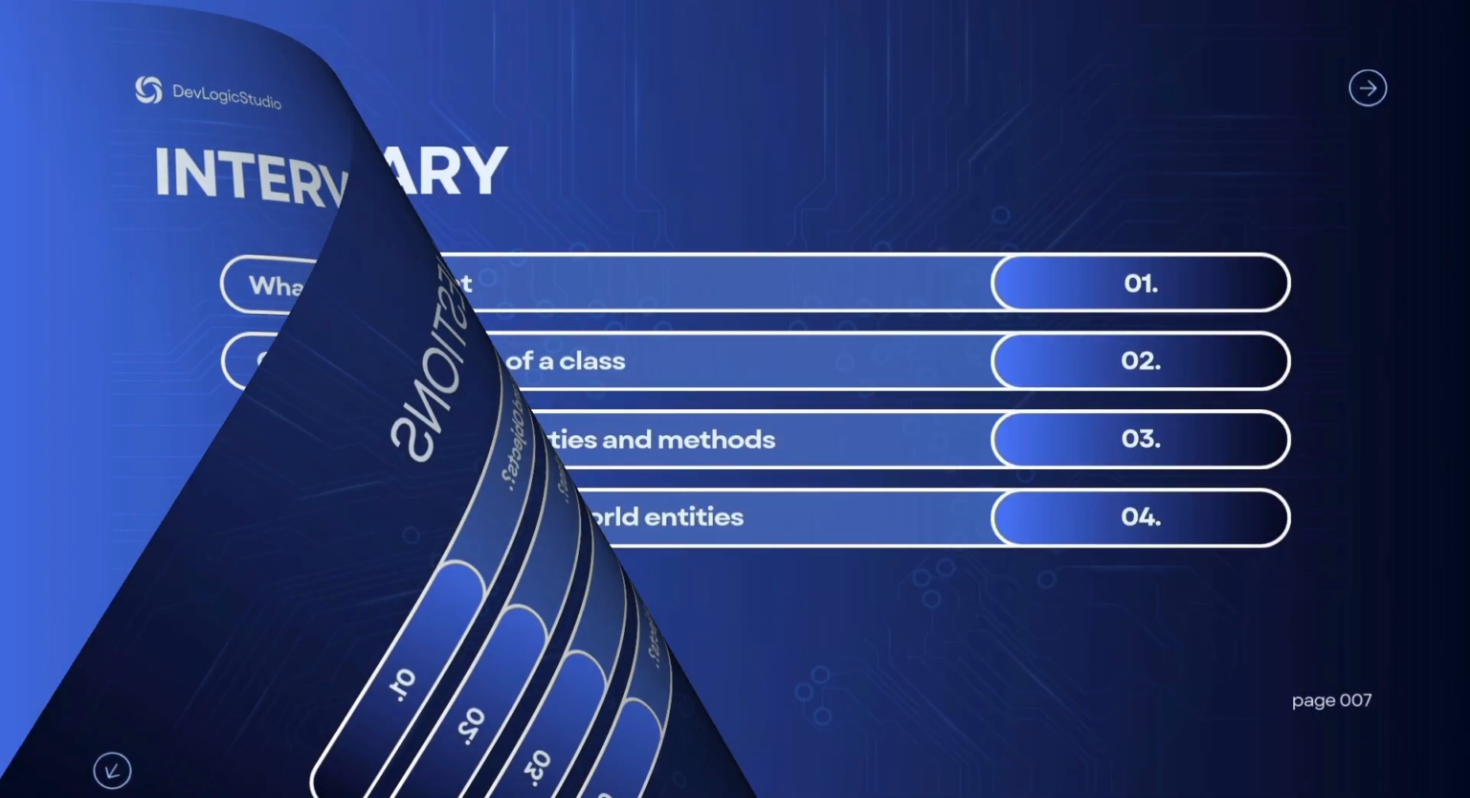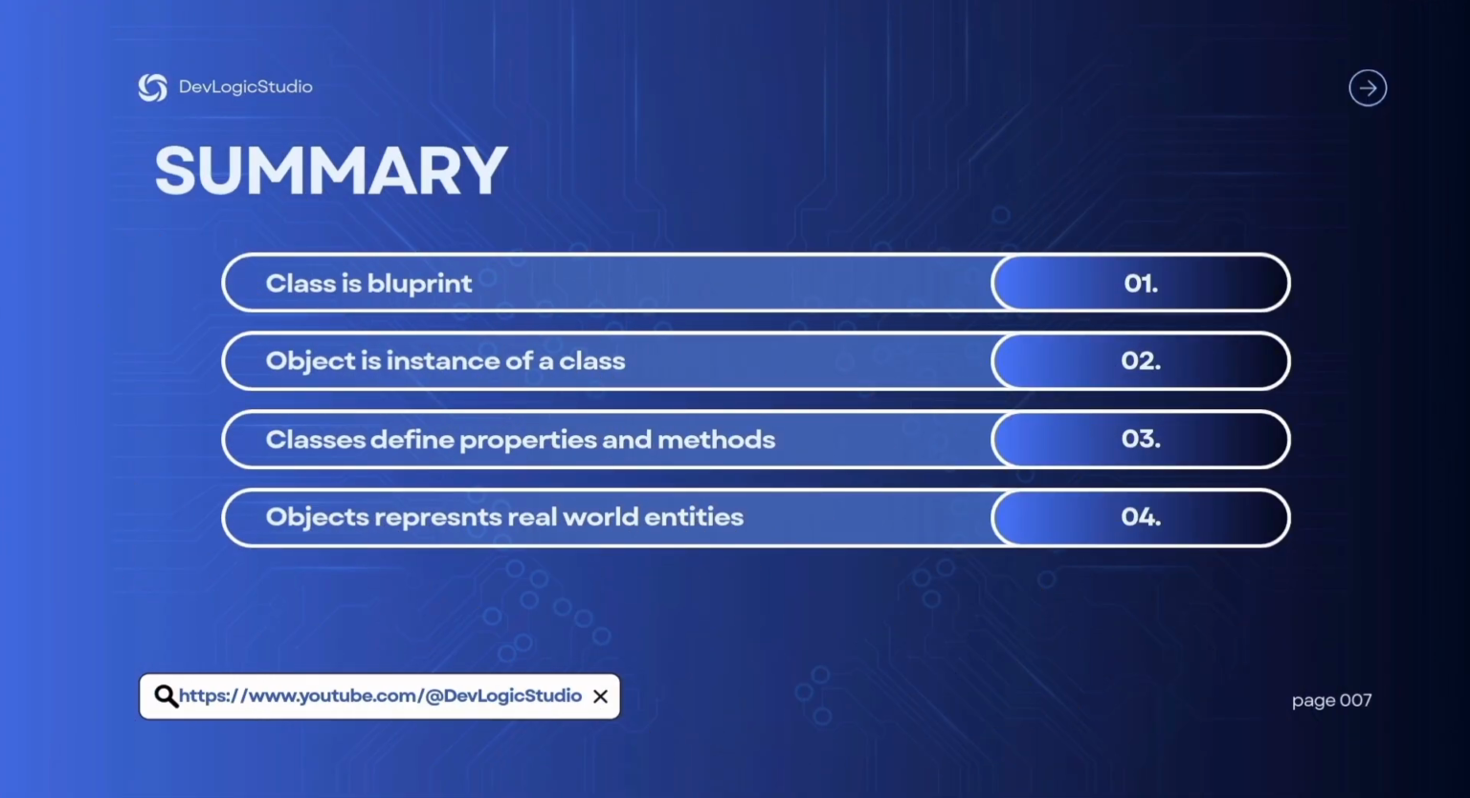Now let's quickly summarize what we learned in the video. A class is a blueprint used to define properties and methods. An object is an instance of a class. A class defines the structure while an object represents the real entity. In C Sharp, we create an object using the new keyword. Understanding class and object is the foundation of object-oriented programming in C Sharp.